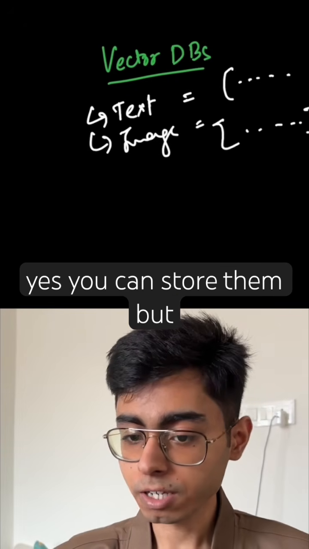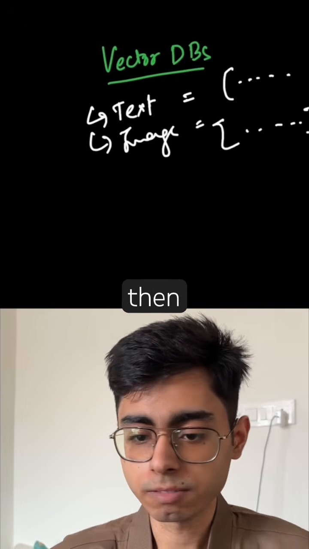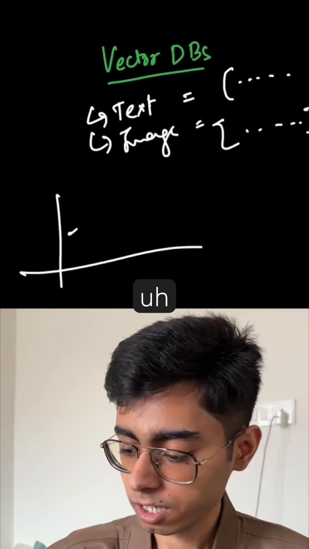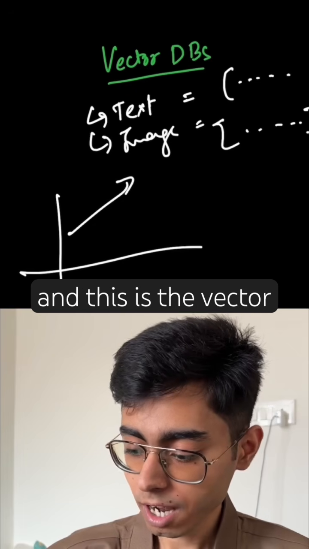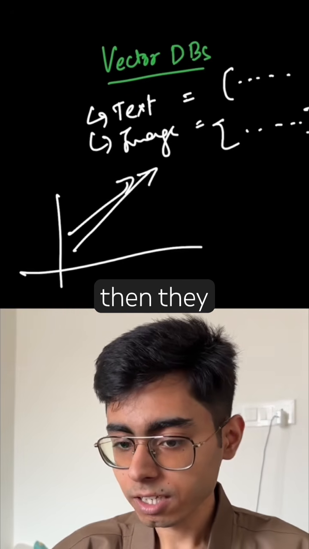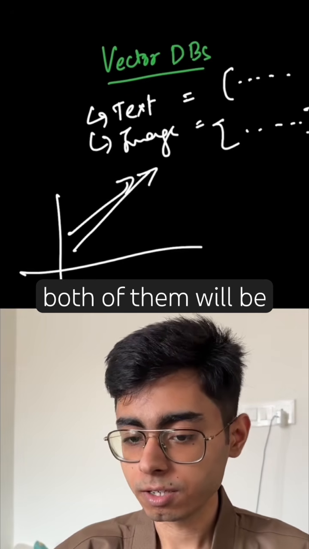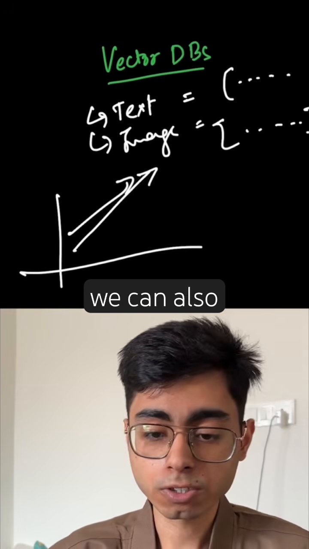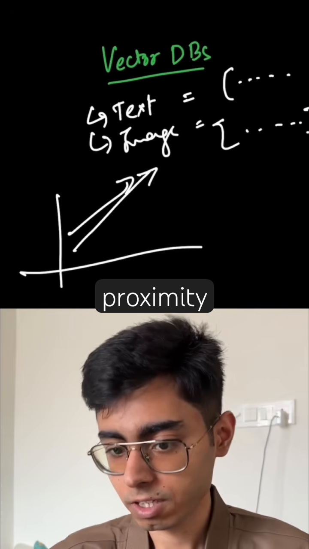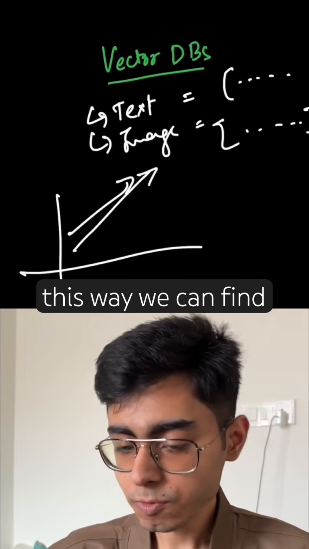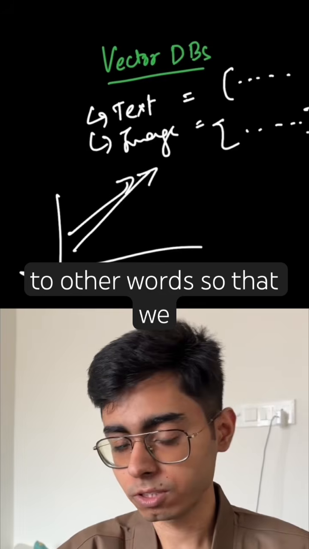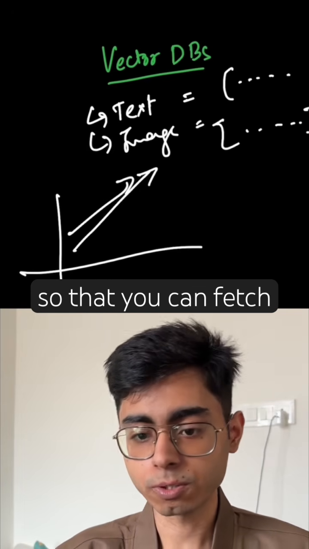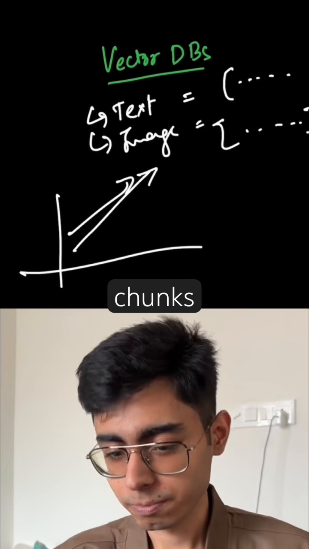But when we talk about these embeddings, like very long array lists, then you cannot store them in an SQL. Yes, you can store them, but the application side of it would not make any sense, because when you represent two vectors, let's say this is the vector for king and this is the vector for queen, then both of them will be very close to each other. So this is called cosine similarity, or we can also call it vector proximity. Right, they are both nearer to each other. In this way, we can find which words are closer to other words, so that we can give recommendations, or in retrieval augmented generation, so that you can fetch the relevant chunks based on the user query.